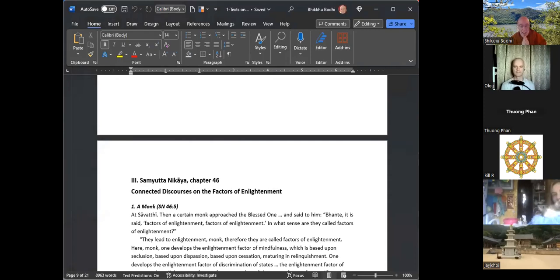And then I'll recite the line of homage. Namo tassa bhagavato arahato sama sambuddhassa. So, homage to the Blessed One, the Worthy One, the fully enlightened one.